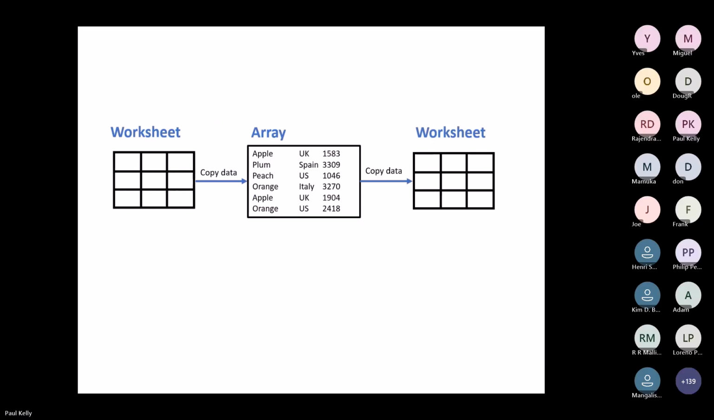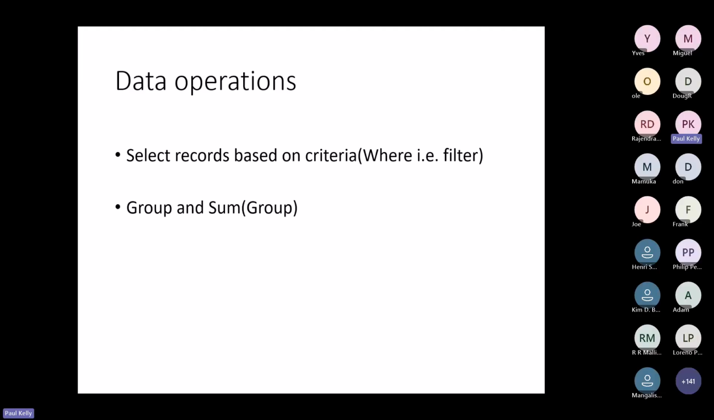And so in VBA, or in any kind of data that we're using, we've got three main data operations, and it's good to have them in your mind. So the first is select records based on criteria, which is a filter. So where is what we'd use if you're using SQL, a where statement. So that's selecting records based on a criteria, that's filtering.